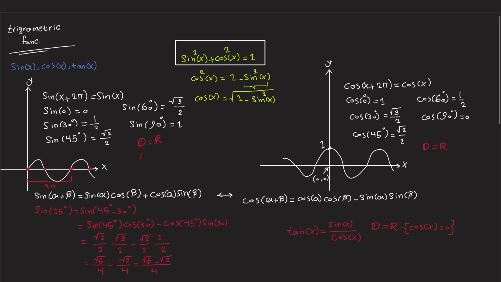But the range for the sine function is equal to -1 up to 1. And we see that evidently from the graph that we have graphed here. Similarly, the range for the cosine function is -1 up to 1.